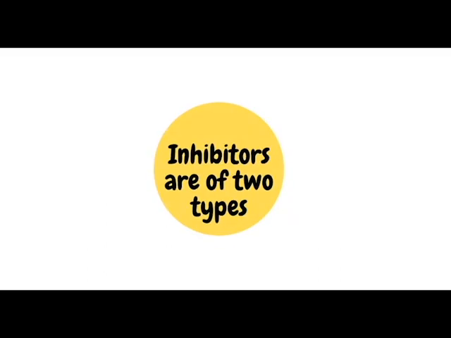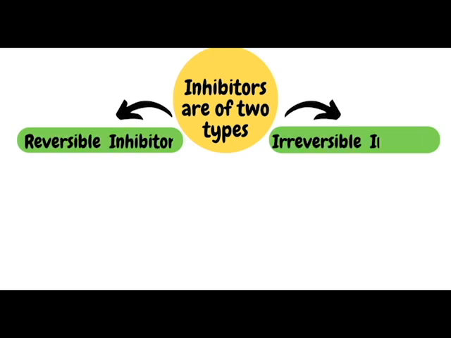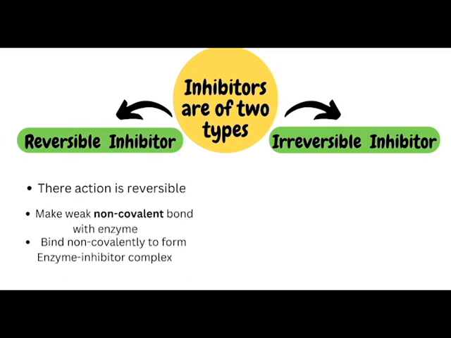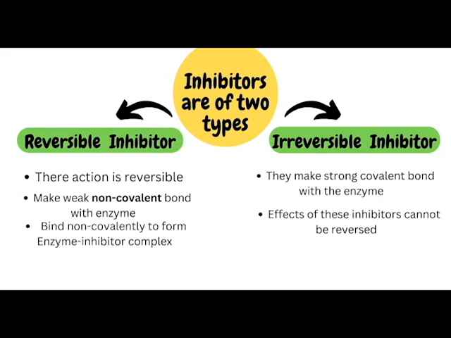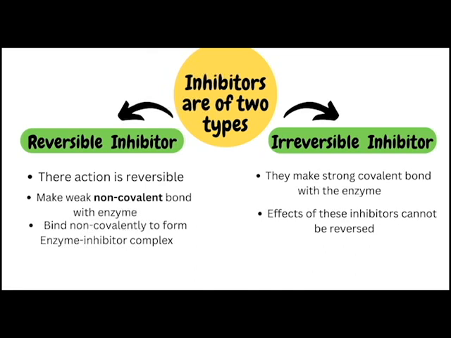Inhibitors are of two types, reversible inhibitor and irreversible inhibitor. As the name shows, the action of a reversible inhibitor can be reversed. Their action is reversible because they make a weak bond with the enzyme. They bind to the enzyme with a non-covalent bond to form an enzyme inhibitor complex. An irreversible inhibitor makes a strong covalent bond with the enzyme to form an enzyme inhibitor complex. Effects of these inhibitors cannot be reversed.